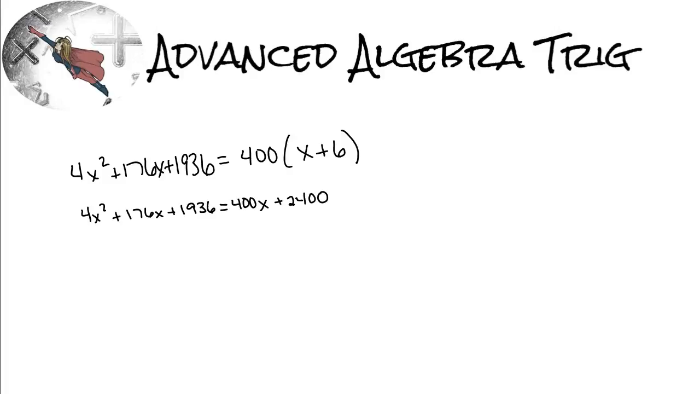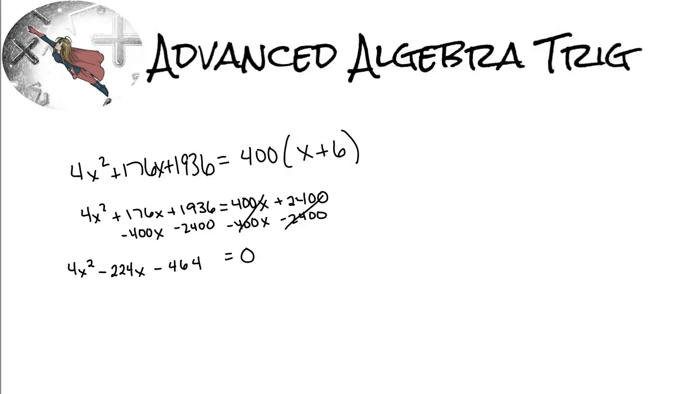Okay, now this is looking very quadratic, so let's bring everything to the same side. So I'll subtract 400x, and I'll subtract 2400, so that on that side I just have 0. So I will have 4x squared minus 224x minus 464. I did that in my calculator.